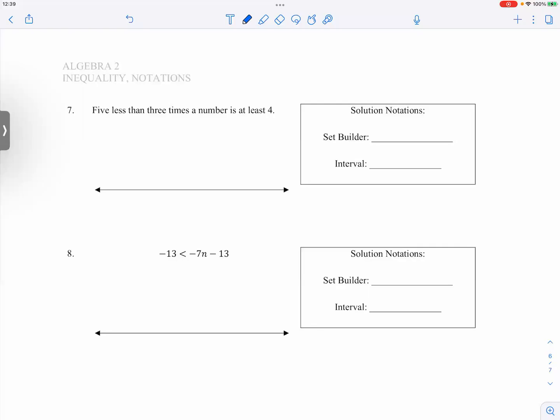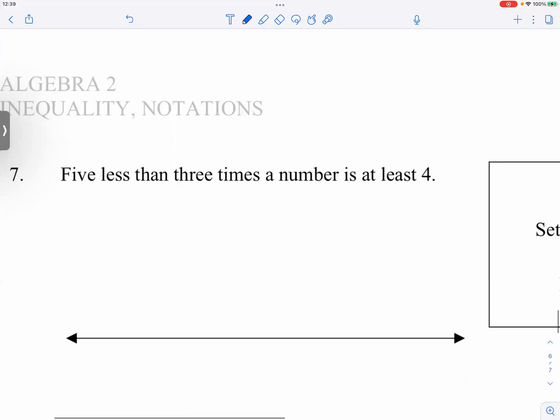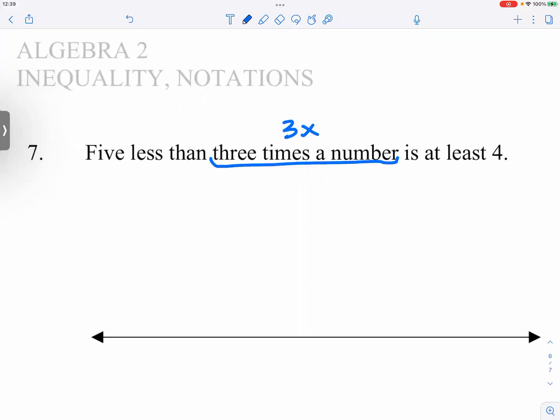So let's take a look at number 7. Ooh, these word problems, these word equations. All right, so 5 less than 3 times a number, so minus 5. 3x minus 5 is at least 4.